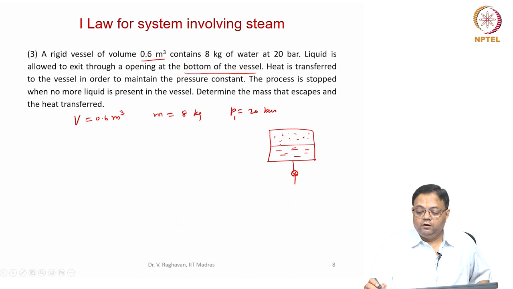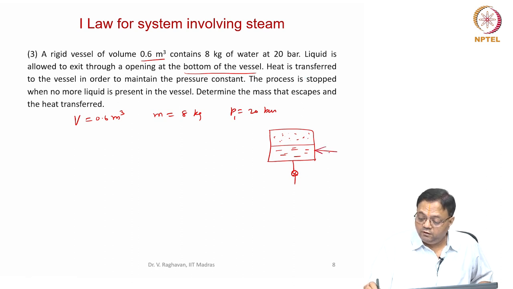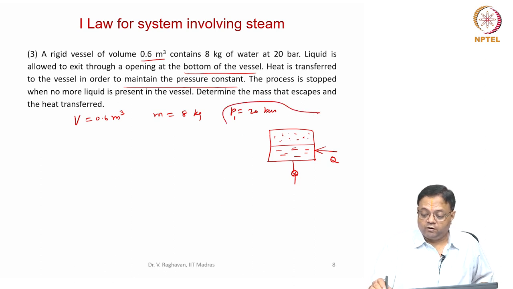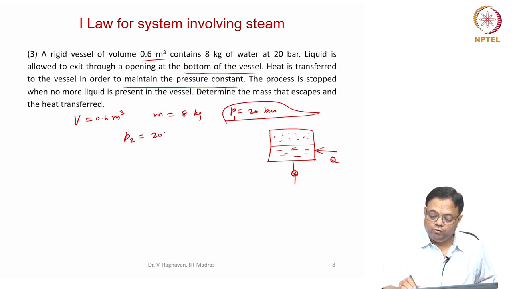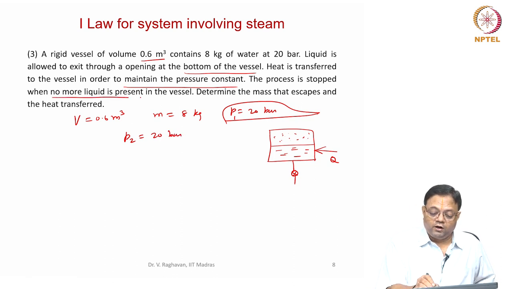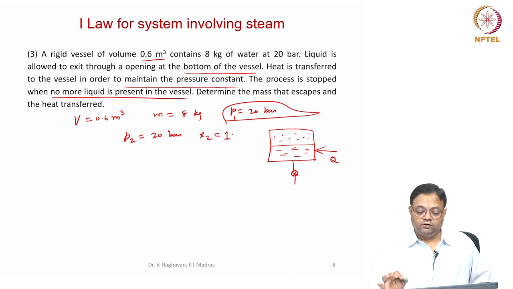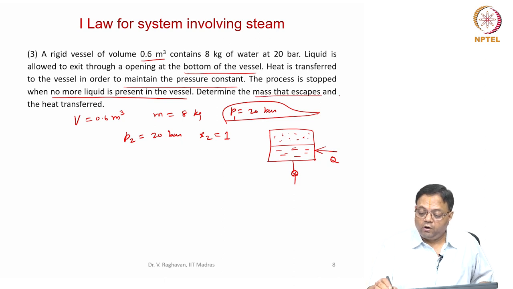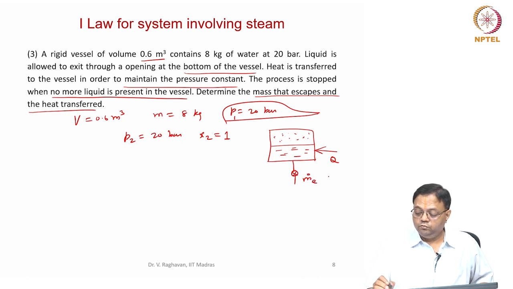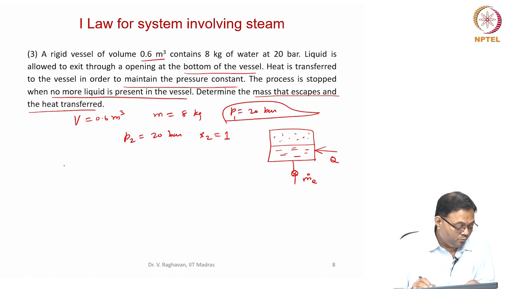Okay. So now heat is transferred to the vessel in order to maintain the pressure constant at 20 bar. So that is P2 equal to 20 bar. The process is stopped when no more liquid is present. That is, X2 will become 1. Only vapor will be there, saturated vapor. So determine the mass that escapes and the heat which is transferred. What is the mass going out? So we have to find this. Okay. Now state 1.